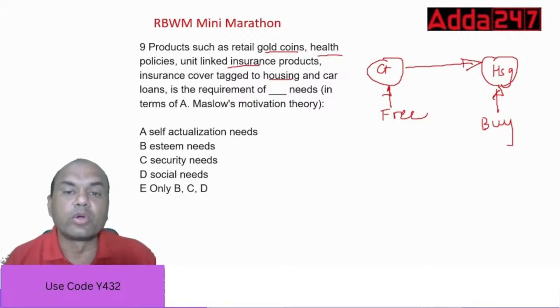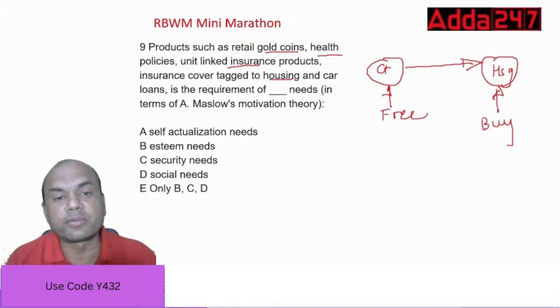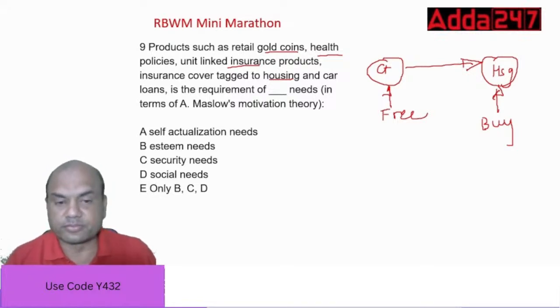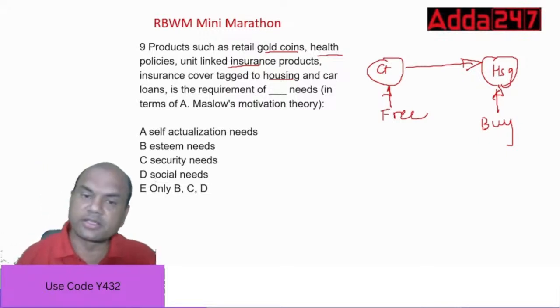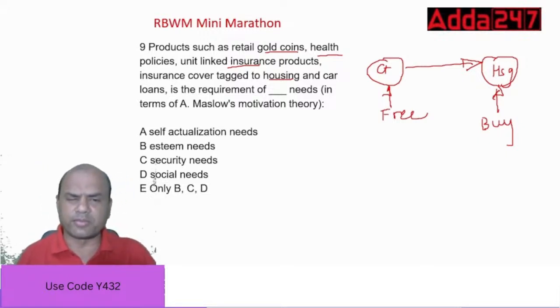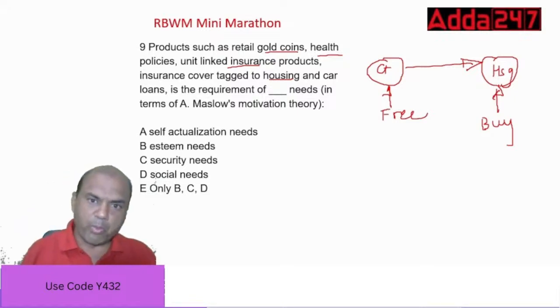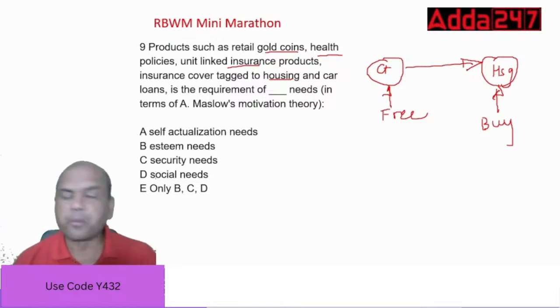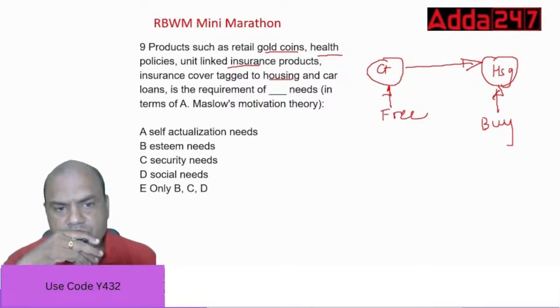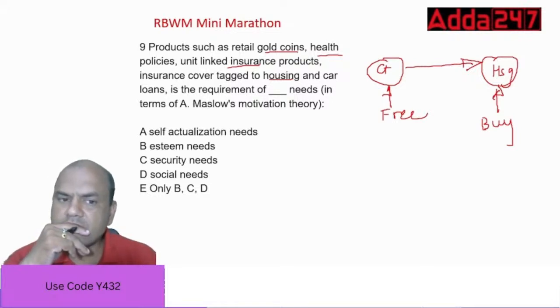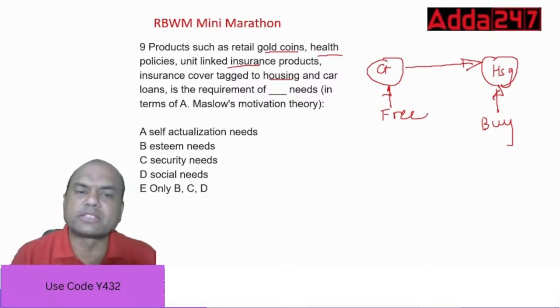So gold coin, health, unit linked plans, cover tagged to housing and car loan is the requirement of dash needs: self-actualization, esteem, security, and social needs. Tell me, or is it all of them, B, C, and D? What is the answer? Is it esteem needs? Okay, what is there in Maslow's hierarchy?